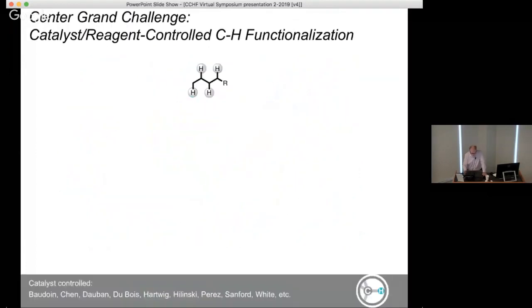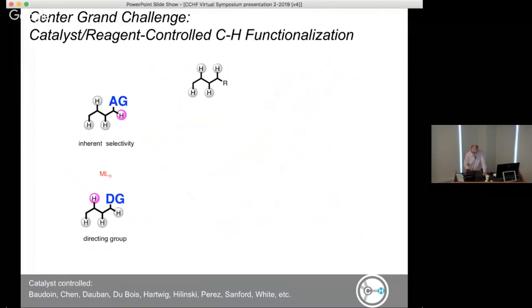So the grand challenge for the center in general is this concept of how do you have reagents that are active enough to react with CH bonds and yet be able to distinguish between these gray CH bonds of very similar reactivity. And so our approach is to focus on catalyst-controlled CH functionalization.